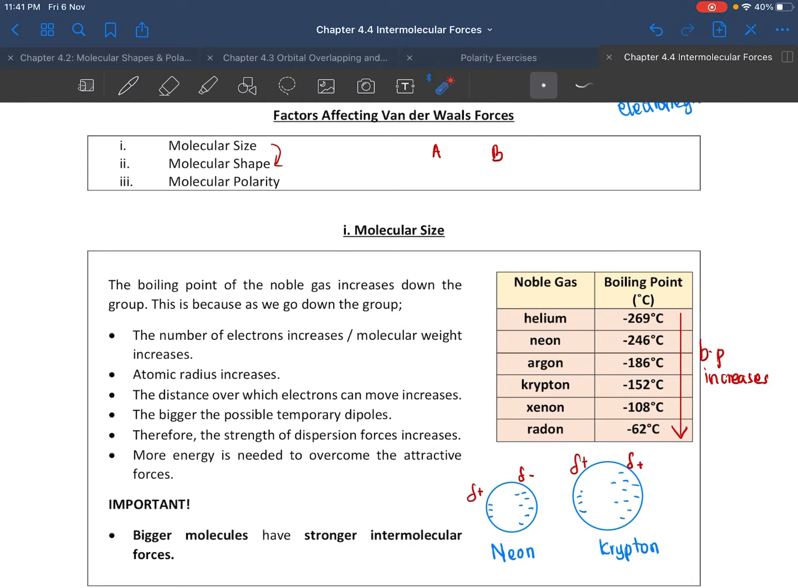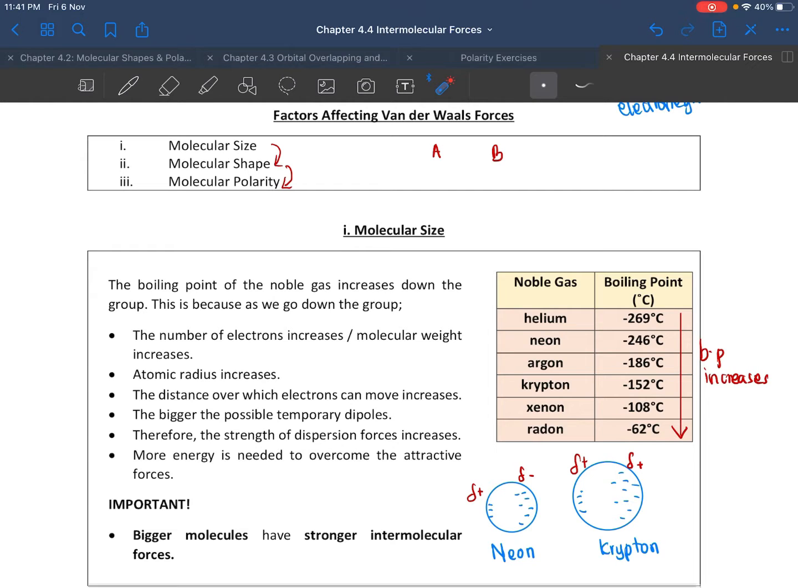Okay, kalau molecular size dia sama, baru tengok molecular shape. So let's say lah shape A and B pun sama. Baru tengok the last factor iaitu molecular polarity. Okay, so yang polar akan jadi lebih kuat dia punya van der Waals forces compared to yang non-polar.